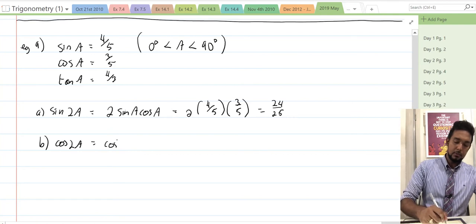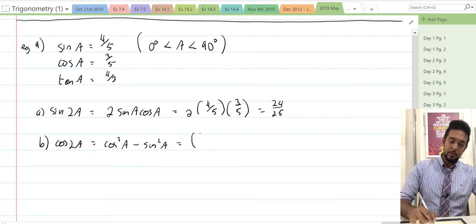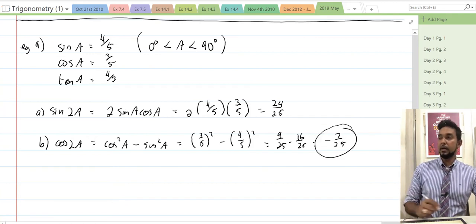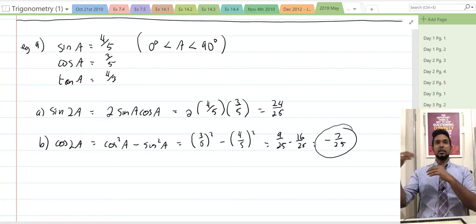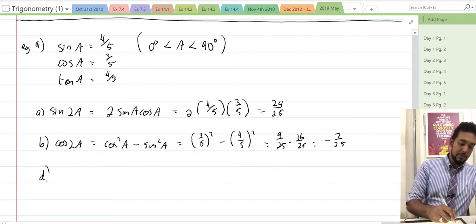Part B is cos of 2A. That's equal to cos squared A minus sine squared A, right? So you could use that basic expansion there. So cos squared is 3/5 squared minus 4/5 squared. So sorry, no, cos A is 3/5, all right. So that's going to give us 9/25 minus 16/25, which is going to give us minus 7/25. Right, so this implies that if you double an acute angle, according to how big it is, it might go into the second quadrant, not so? And in the second quadrant, cos is negative. Right, so that is possible. That's not a non-solution.